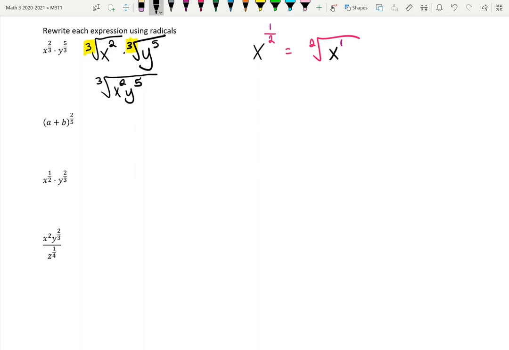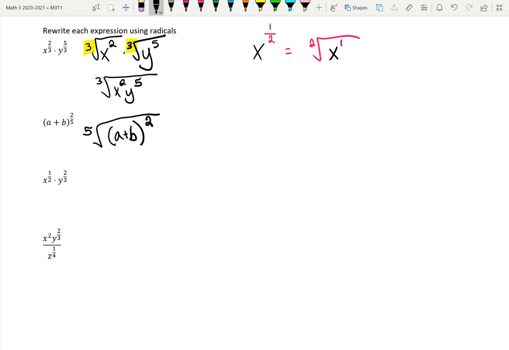This next one is going to be similar, but I have to keep my grouping symbol. It is going to be the whole thing, a plus b, to the second power, under the fifth radical. Notice without that parenthesis, this would be incorrect. I need to raise a and b, the sum of a and b, to the second power, and then you apply the denominator of the exponent as the index.